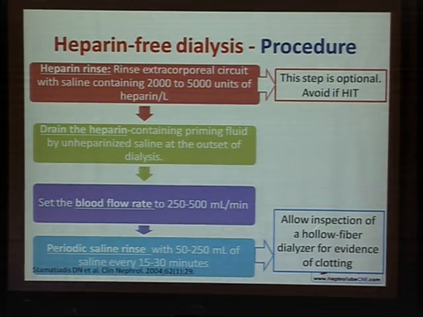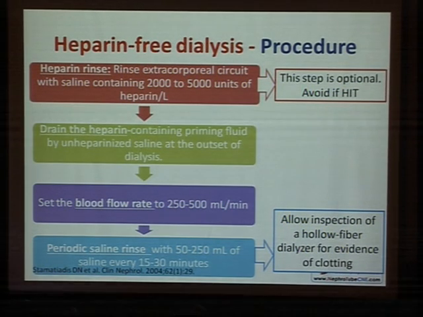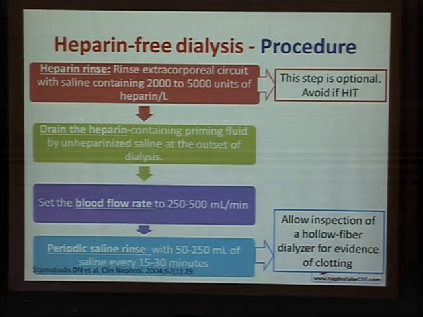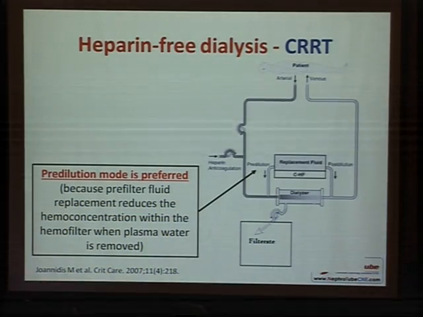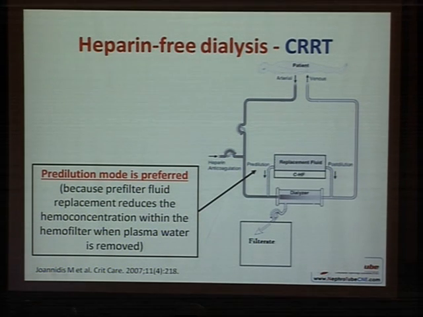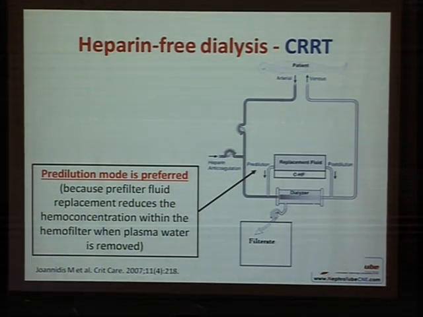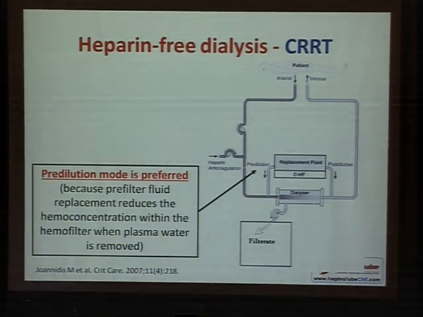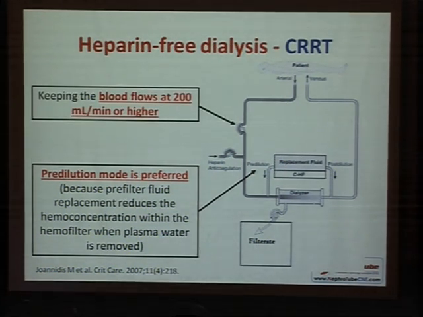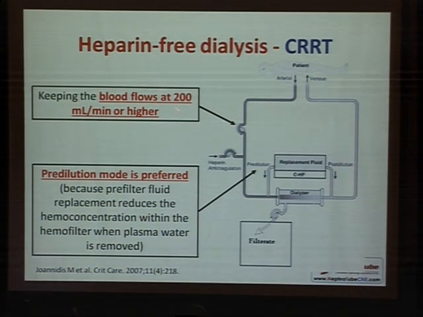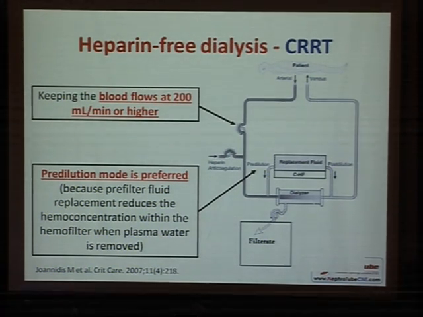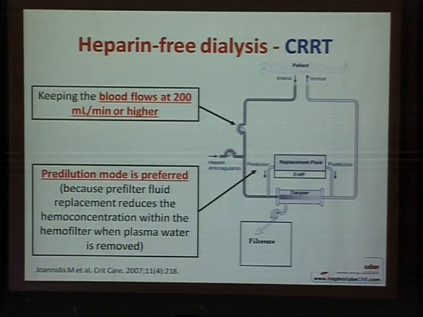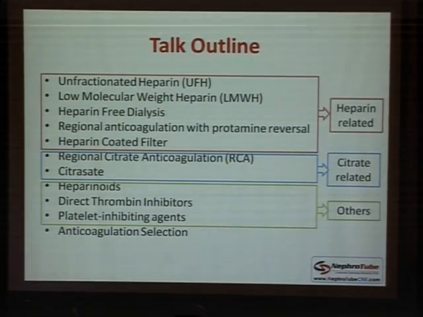The periodic rinse is important to follow up the hollow fibers; if clotting fibers appear, the rinse must be of a larger volume and more frequent. If I use heparin-free dialysis for CRRT, it is better to use the pre-dilution method to prevent hemoconcentration in the dialyzer. And it is important to keep the blood flow at about 200 ml per minute or higher to prevent stasis of the blood and clotting of the dialyzer.